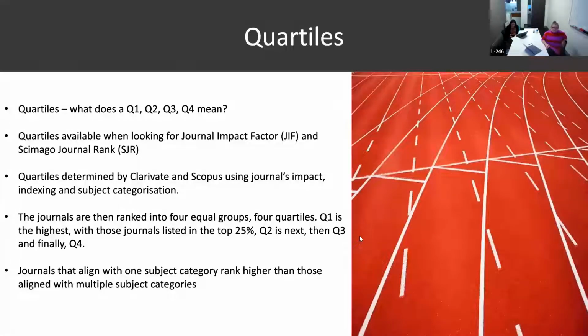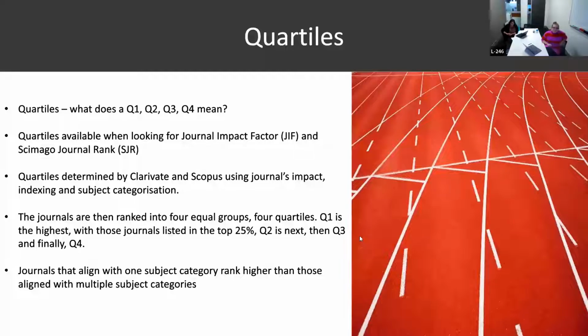Each journal is assigned a category, and they are then divided into quartiles based on the impact factor or the SJR. Quartile 1 will be the top 25% of journals within that area, and they will have the highest impact factors.